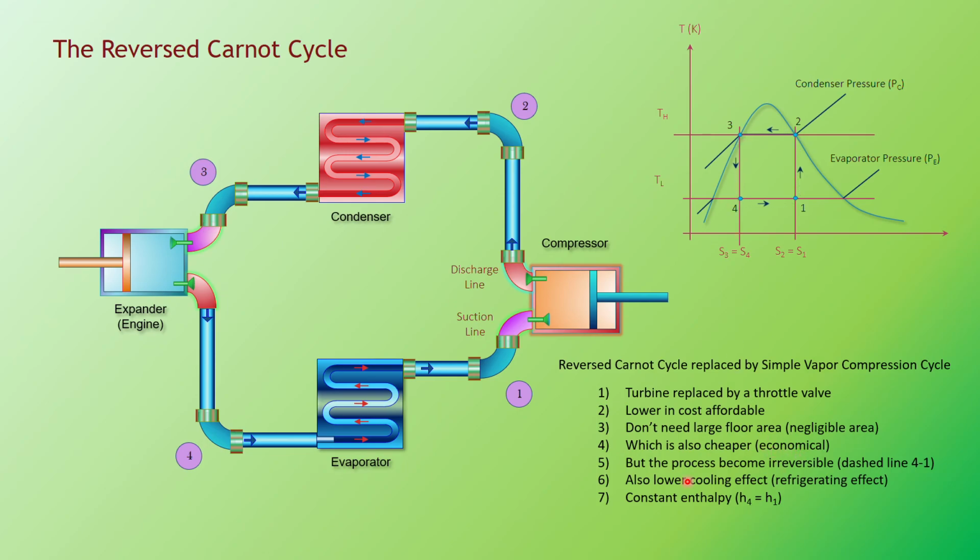Then also a lower cooling effect. That means if, for example, you replace it with a capillary tube or an expansion valve, the refrigerating effect is reduced. The cooling effect will be reduced. And of course, during this irreversible process of the throttle valve or the capillary tube, you have constant enthalpy. That is when the constant enthalpy process comes in.